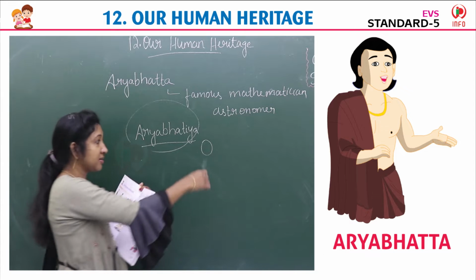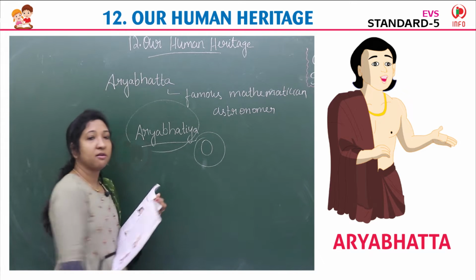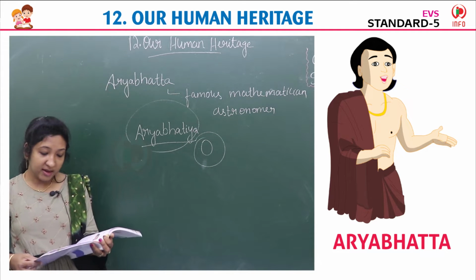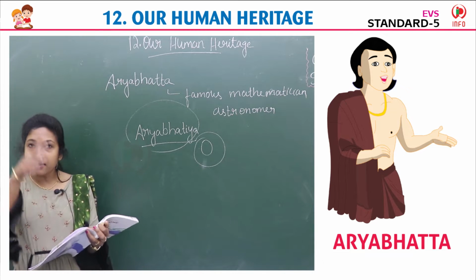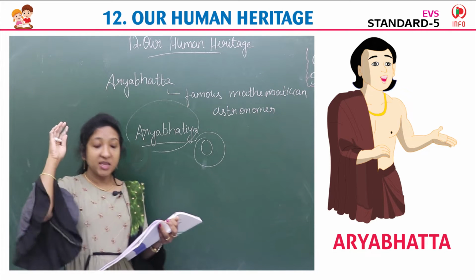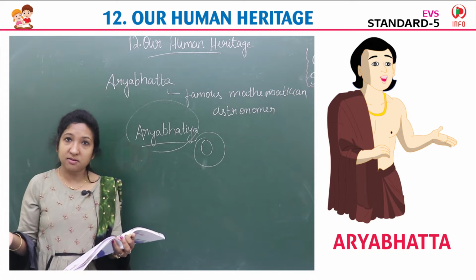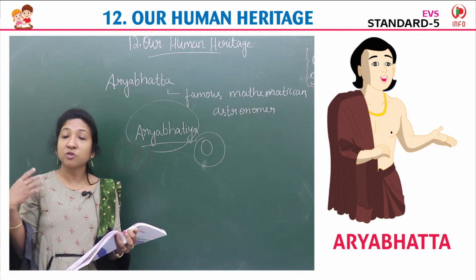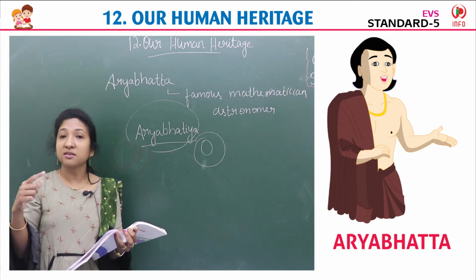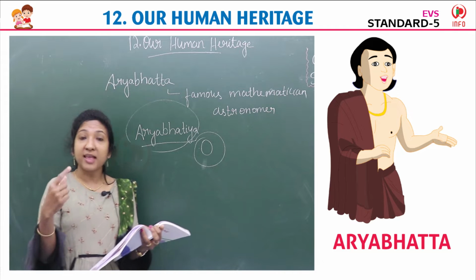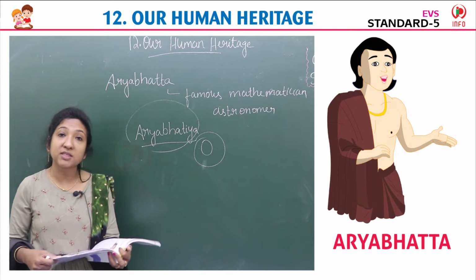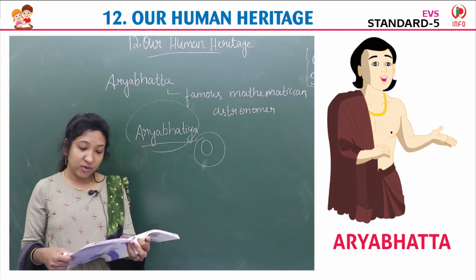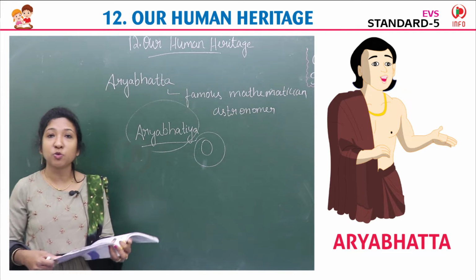He is a great mathematician who found out zero. Then he claimed that Earth rotates on its axis. That many years ago he told that Earth rotates on its axis. He explained that the apparent movement of stars across the sky was actually the result of earth movements.